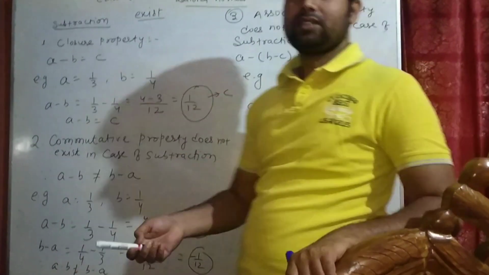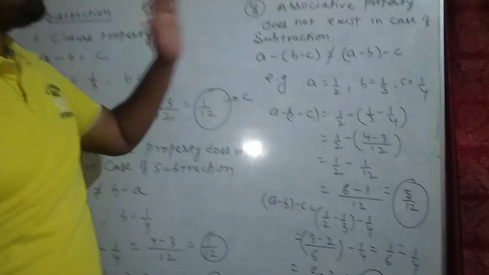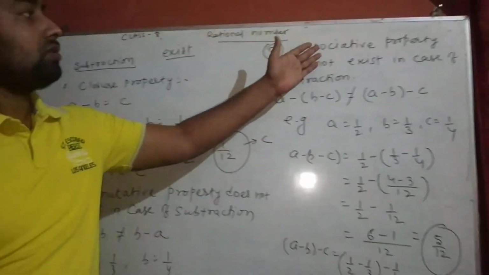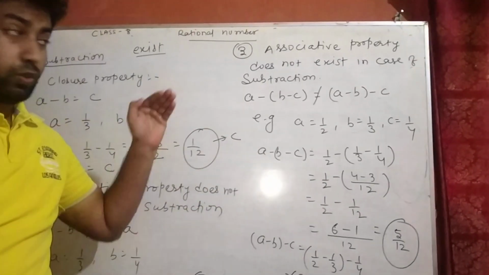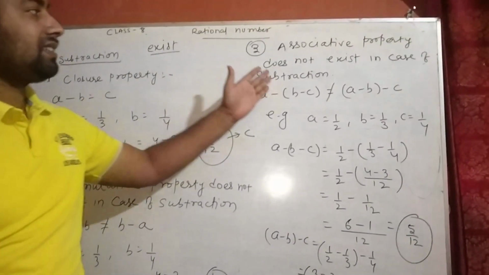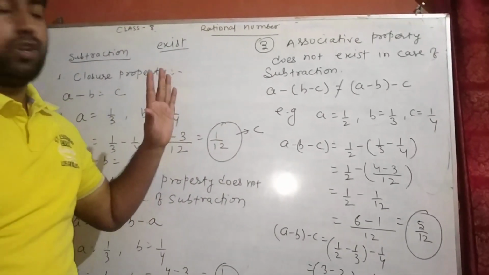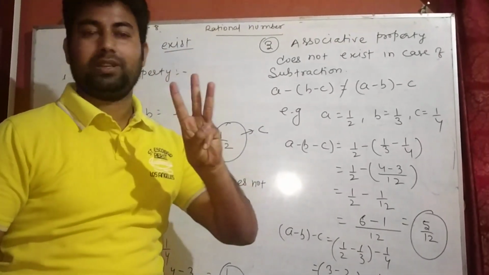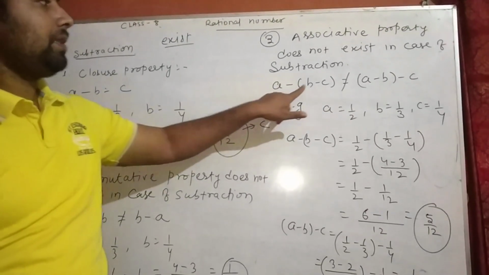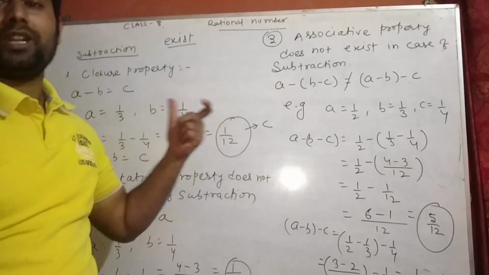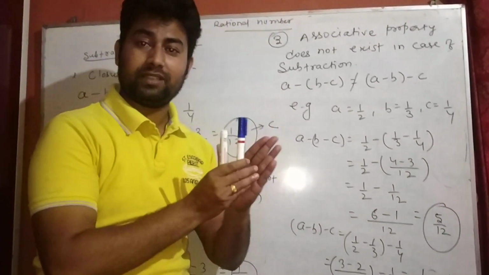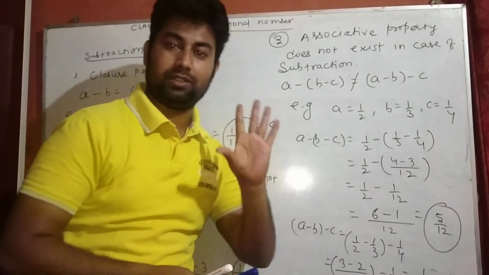Now let's move on to the next property, the associative property. This property also does not exist in case of subtraction, and to verify it we have to consider three numbers. That's why I have taken a, b and c. In this property also, if you change the places, the result will change.